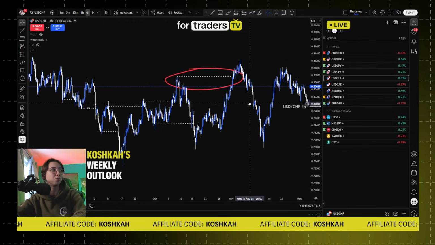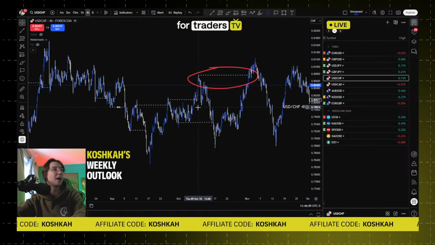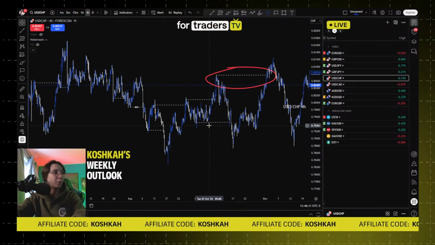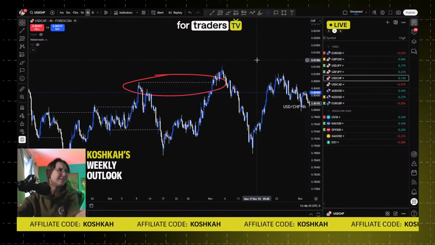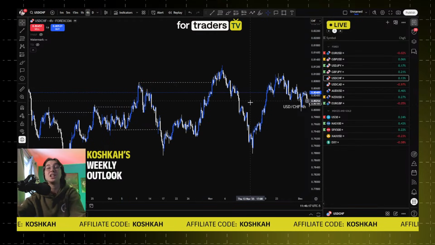That's 100% true. We broke structure to the upside right here. But look what happened before. We broke structure to the upside, we broke structure to the downside, we broke structure to the upside, we broke structure to the downside. You know, that's basically just a consolidation.